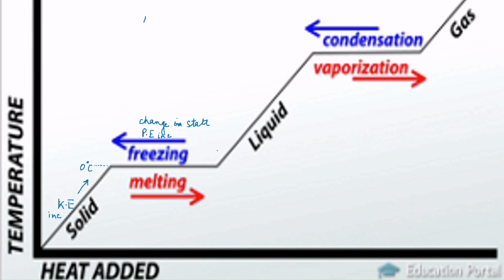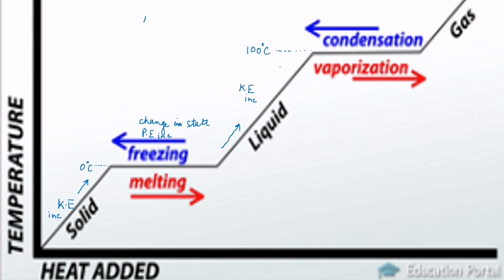When the temperature starts rising again, this increase in temperature is due to the increase in the kinetic energy of the particles until the liquid starts boiling again. So the temperature again becomes constant when it reaches 100 degrees Celsius, which is the boiling point of water.